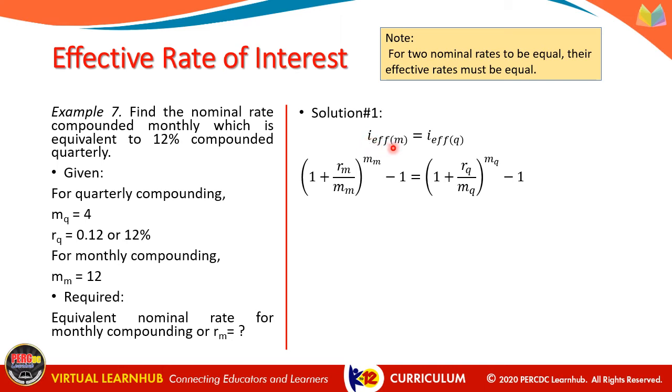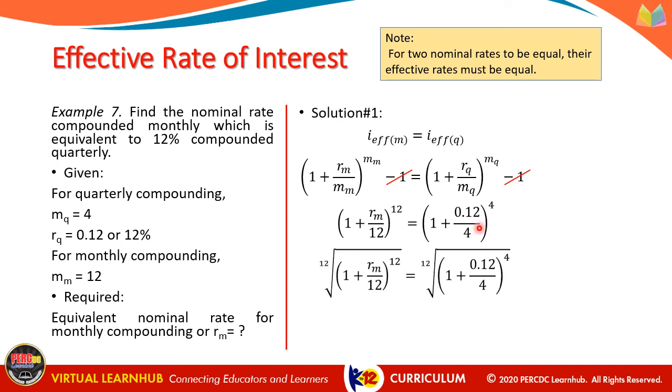Effective rate of interest is equal to (1 plus r over m) raised to m, minus 1. On the left side of the equation, we have the effective rate of interest for monthly compounding. On the right side of the equation, we have the effective rate of interest for quarterly compounding. We can cancel minus 1 on the left side and minus 1 on the right side. Then substituting the given, we will have (1 plus r sub m over 12) raised to 12 is equal to (1 plus 0.12 over 4) raised to 4.